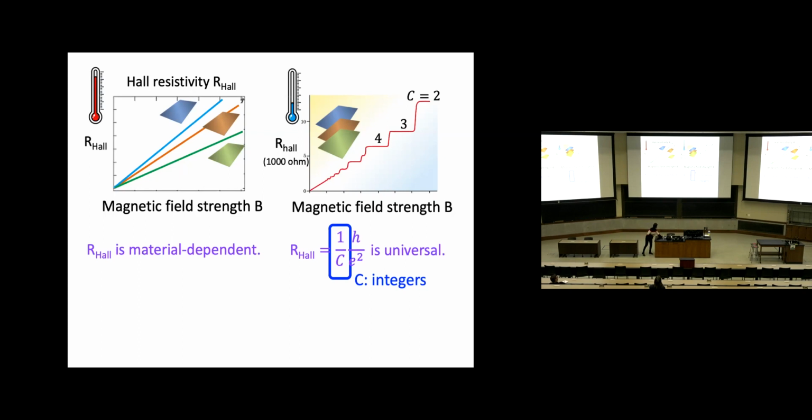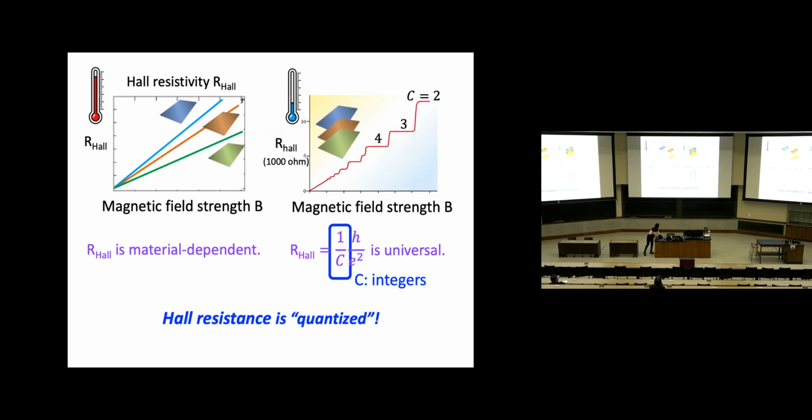This is the so-called quantized resistance, because what quantized means is that it's an integer multiple of something. Here C is an integer times something. So that's why people say that in this case, the Hall resistance is quantized.